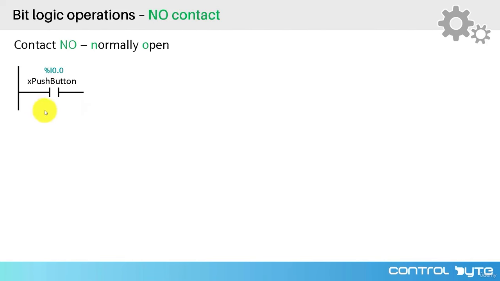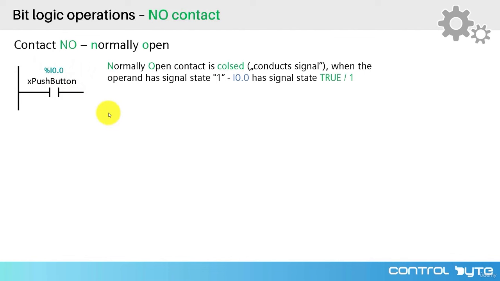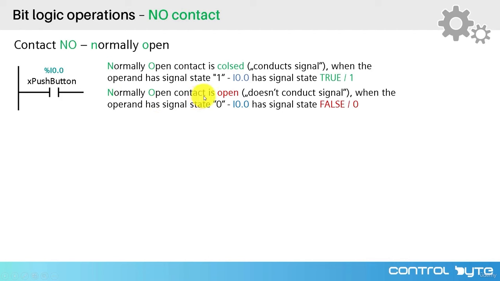The normally open contact instruction consists of its graphical representation and a linked variable, which is called the operand. How does it work? The normally open contact is closed, conducts signal, when the operand has signal state 1. In this case, the variable X push button at address 0.0 has to be in high state. The value of this variable has to be true. The normally open contact is open, doesn't conduct signal, when the operand has signal state 0.